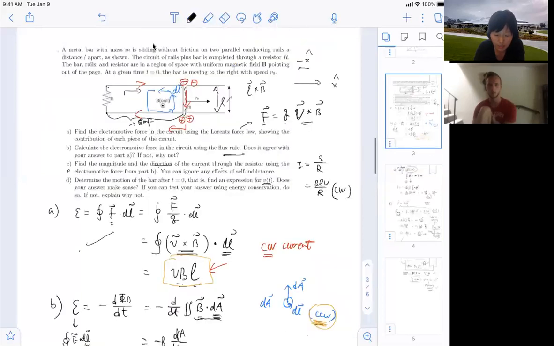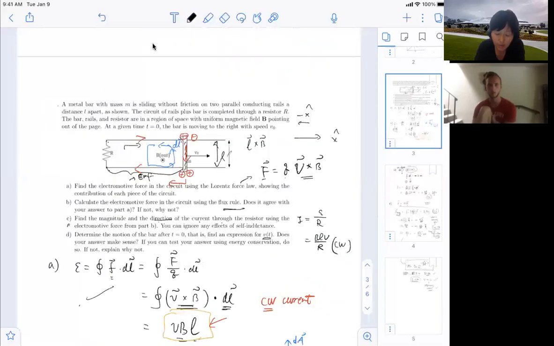But this one is really giving an initial velocity, and there's no other force acting on it. Therefore, it's going to slow down. Okay, one last piece. If you can test your answer using energy conservation, do that. If not, explain why not.